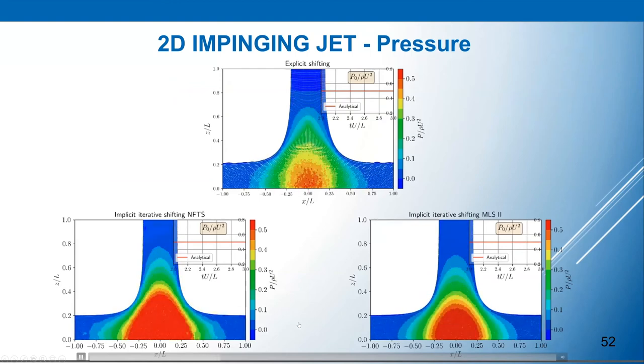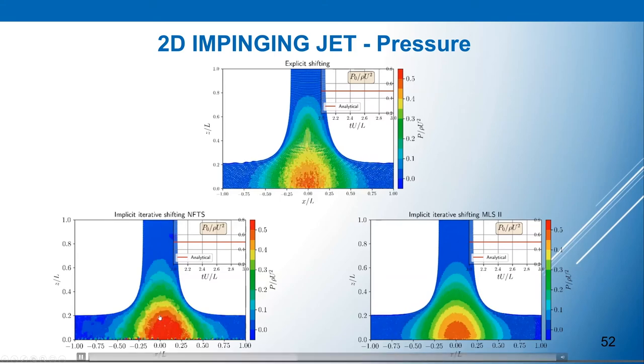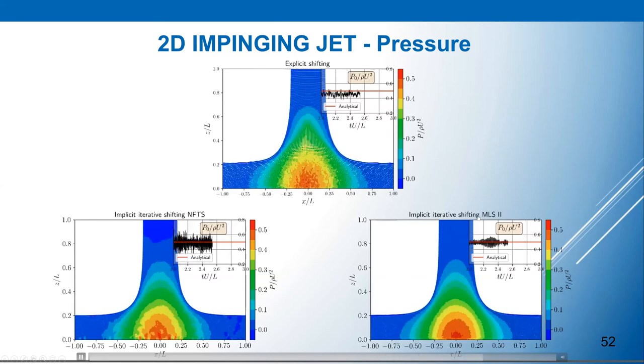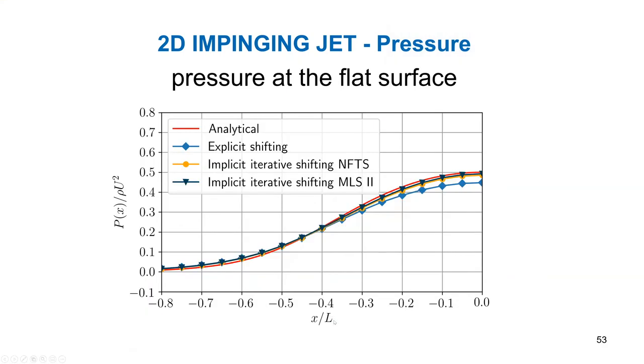Here, the comment I have is that the pressure field generated by the advection correction is noisier than the one we were getting using the implicit iterative particle shifting with the high order moving least square reinterpolation. And my guess, but this is something that we still need to investigate, is related to the fact that here we have to improve the way we are updating the particle position close to the boundaries.